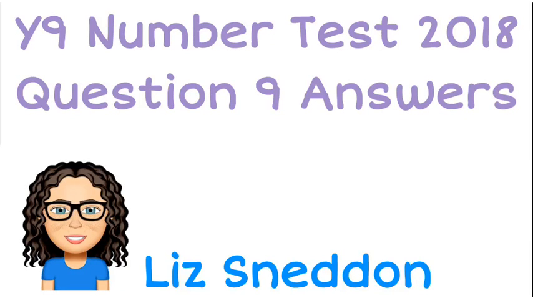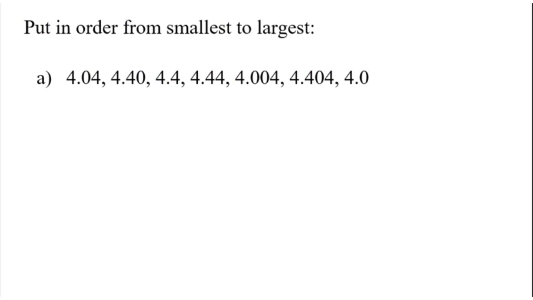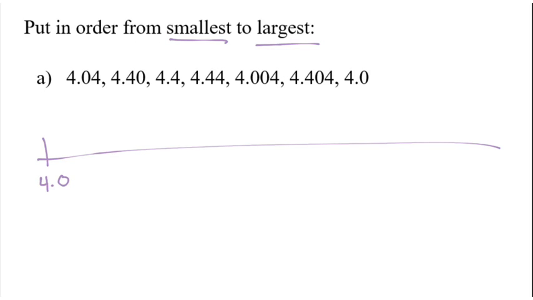Let's look at question 9. So part A, put in order from smallest to largest. We need to think in terms of our number line, and all of these are 4 point something. So we're starting from 4.0 and we're going to go up 4.1, 4.2, 4.3, 4.4 and so on. And then within this we can break that down into smaller pieces as needed.